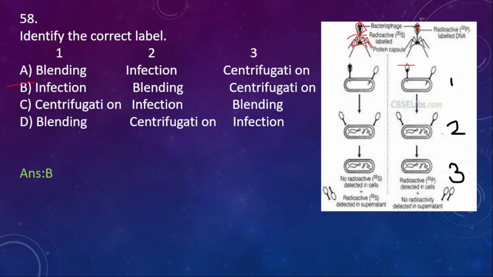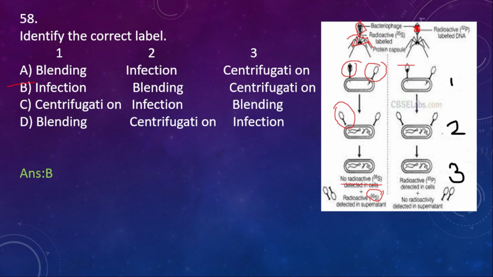In one case only the outer coat is radioactive, and in the other the inner DNA is radioactive. Both differently labeled bacteriophages were used to infect E. coli. Here normal DNA has entered and that DNA is replicated, and at the end, after centrifugation, no radioactivity is detected in the cells. Why? Because the radioactive protein is outside only, isn't it? Radioactivity is detected in the supernatant.